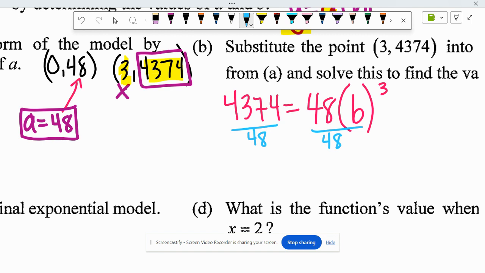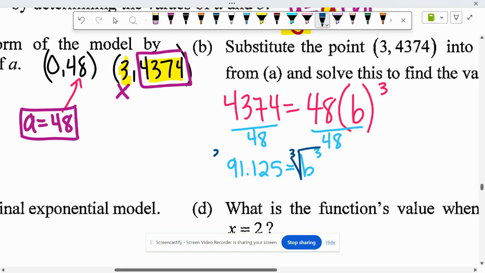So what do you get? It's going to be a decimal. Yeah, 91.125 equals b cubed. How do I uncube my b? I have to take the cube root of it. But whatever I do to one side, I have to do to the other side.